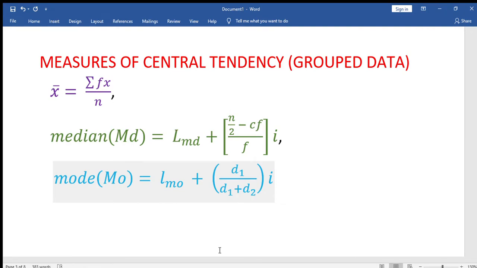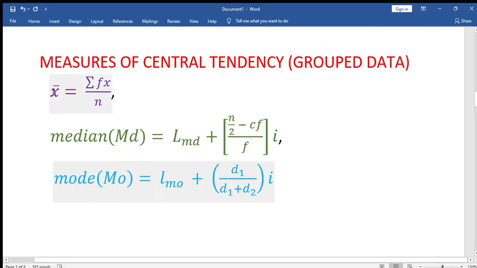Let us talk about the measures of central tendency using group data. When we talk about measures of central tendency, it is just like finding the mean, median, and mode using ungrouped data. Here we have grouped data, yet the formulas are quite different. So here we have the first one.